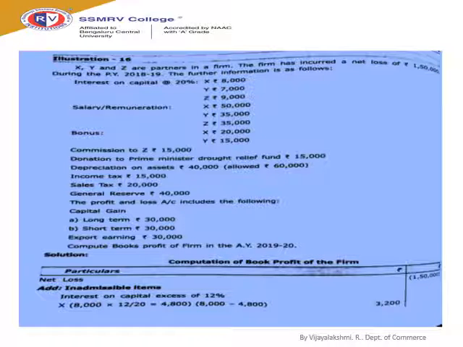XYZ are the partners in a firm. The firm has incurred a net loss of rupees 1,50,000. Here again you are given with the net loss, which should be in a minus figure. So you are given with certain items as per the previous year 2018-19, in which we have interest on capital at 20%. Please do remember, interest on capital is 20%.